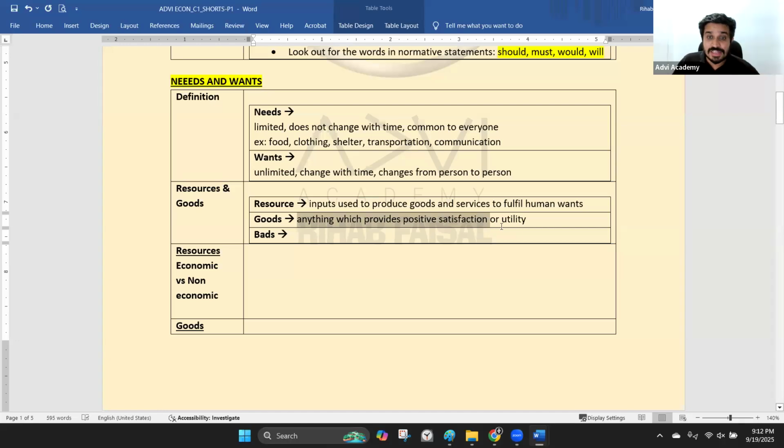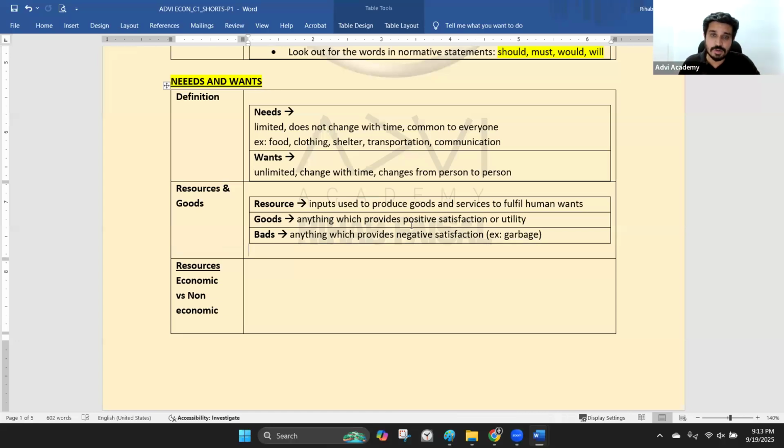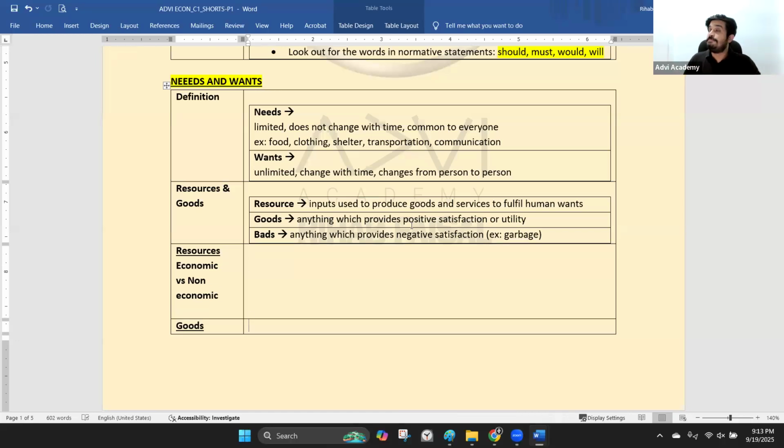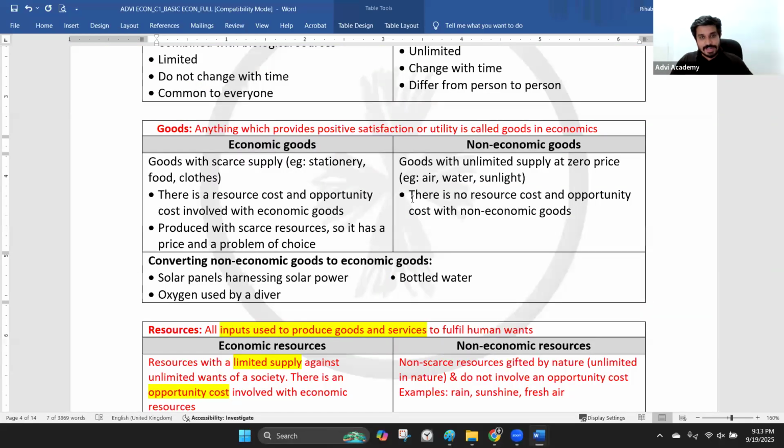Bads, not like villains and stuff. These are the things that actually give you negative utility or negative satisfaction. They do not give you satisfaction at all, basically. The best example we can give is something that disgusts you whenever you use it, for example garbage, or air pollution, water pollution and things. Whenever a garbage truck comes to your house, you're not going to be happy about it. That is how all of us will react. So obviously, those are what we call bads.